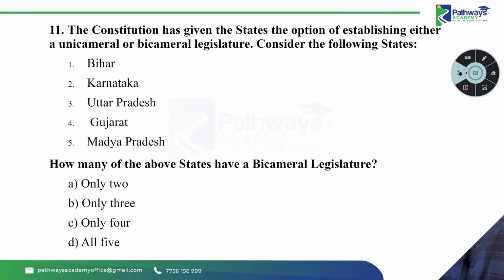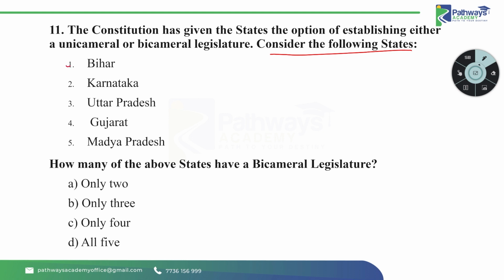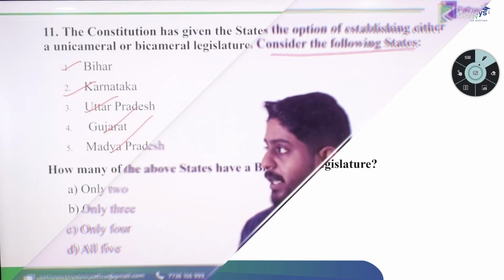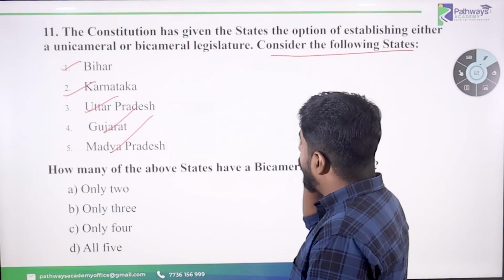Fine. Question number 11. The Constitution has given the states the option of establishing either a unicameral or bicameral legislature. Consider the following states: 1 Bihar, 2 Karnataka, 3 Uttar Pradesh, 4 Gujarat, 5 Madhya Pradesh. The question would be, which of the following states is going to have a bicameral legislature? So there is actually a choice.